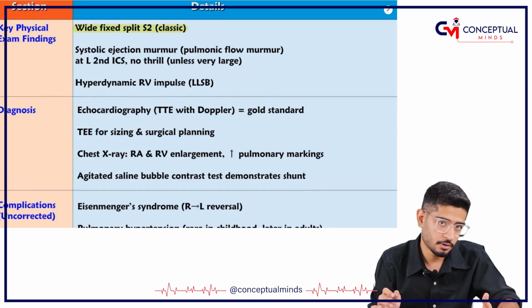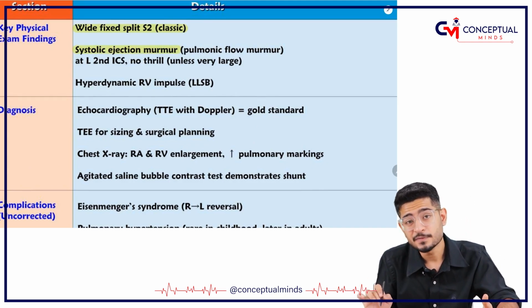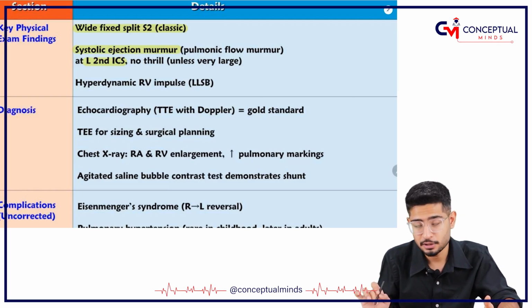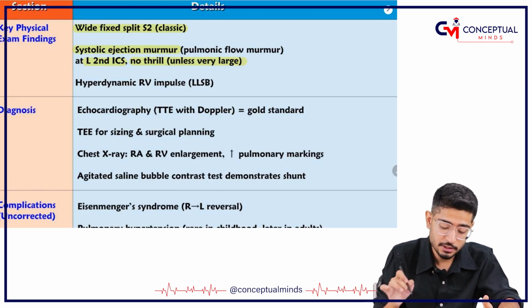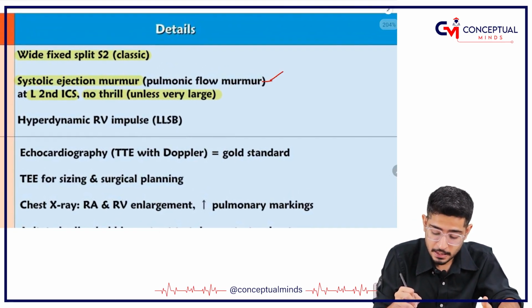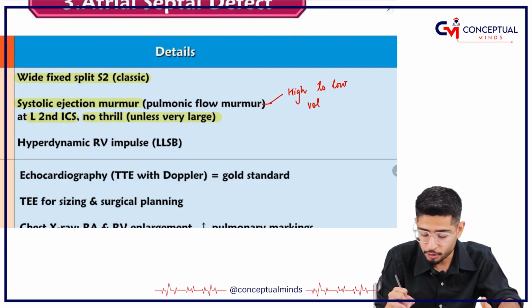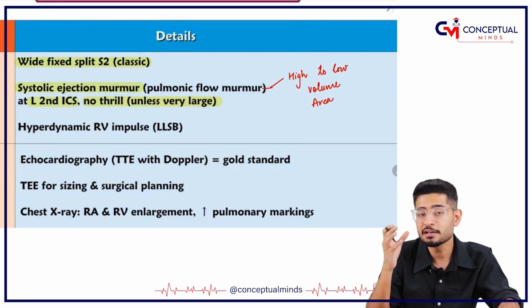Coming on to which murmur you are going to see. There will be a systolic ejection murmur at the left side second intercostal space. Of course, there is no thrill. Now can you tell me why there will be an ejection systolic murmur? Because murmur happens when blood flows from a high to a low volume area. So what you have to understand is that a lot of blood is going to go from the higher side to the lower side.